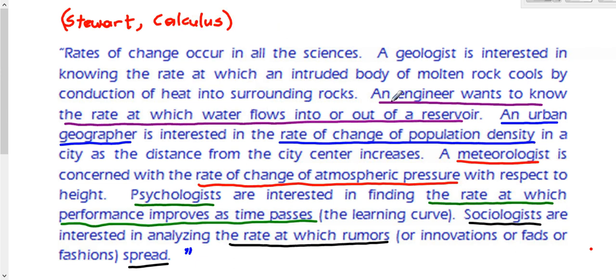For example, an engineer may want to know the rate at which water flows in or out of a reservoir. An urban geographer may want to know the rate of change of population density. A meteorologist, the rate of change of atmospheric pressure. A psychologist, the rate of change when performance improves. What techniques are best for student learning, for instance. That would be a subject for education, but also for educational psychology. Sociologists may want to know the rate at which rumors spread.